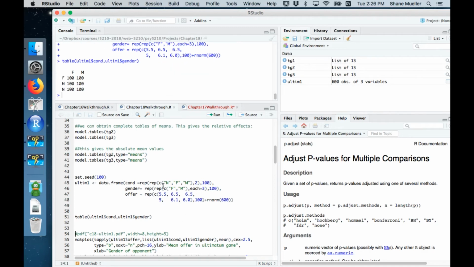If we look at it, we can tell that the way I've designed it, I've got a balanced design. And having a balanced design is going to be important to test the interactions, because if I don't have a balanced design, then the differences between type 2 versus type 3 ANOVAs are going to matter a lot.